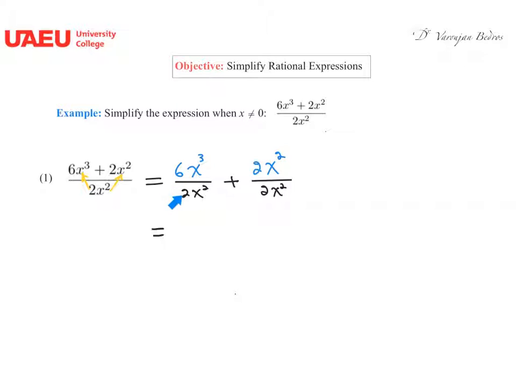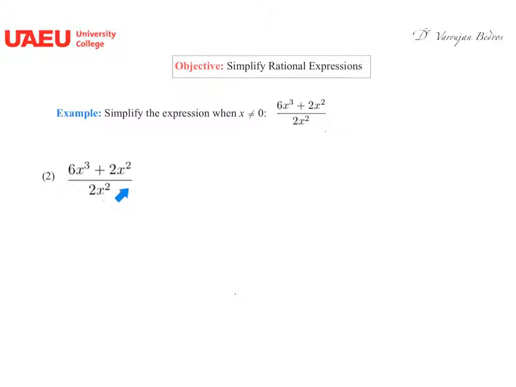6 over 2 is 3. X power 3 divided by x squared is just x. 2 over 2 is 1. X squared over x squared is also 1. So the simplified form is 3x plus 1, provided that x is not equal to 0, because if x was 0, then we would be dividing by 0, and that's not possible.